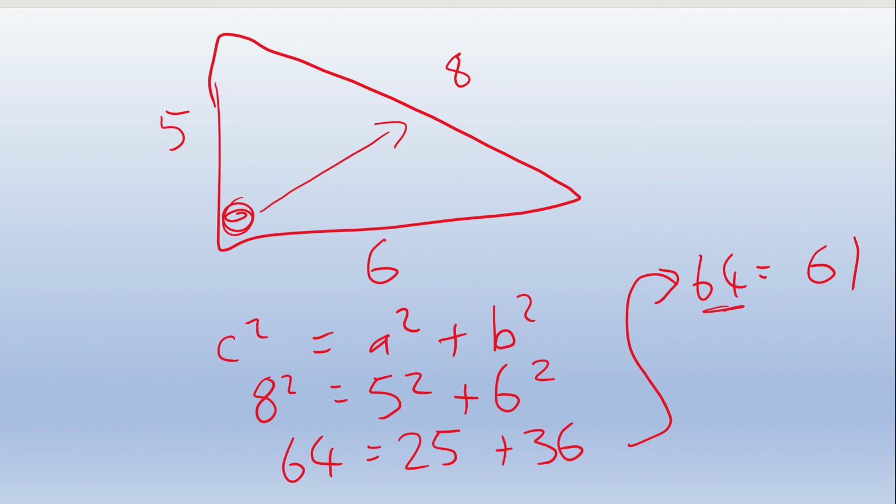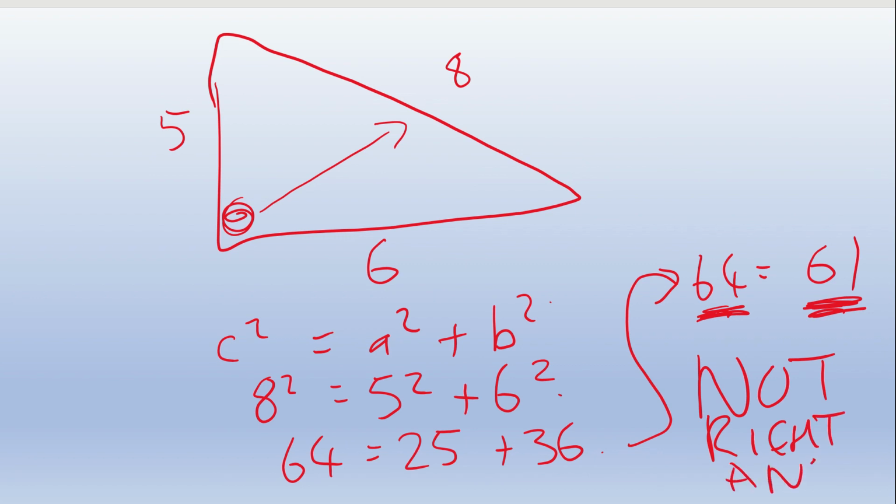Now you know that 64 is not equal to 61. They're not the same number. So if those two are not equal, then each of these lines is incorrect, or doesn't equate to each other. That means if those 2 numbers are not the same, the triangle up here is not right angled.